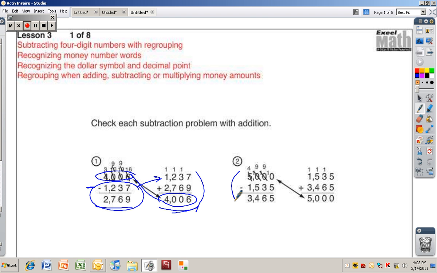Here's another one, 5,000 minus 1,535. The answer is 3,465. These two numbers right here come up to here, and then when you add them up, it should come out to be 5,000, which it does.